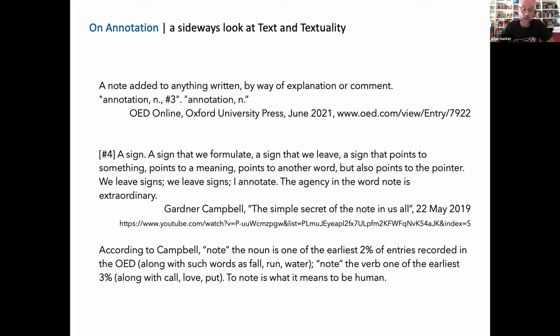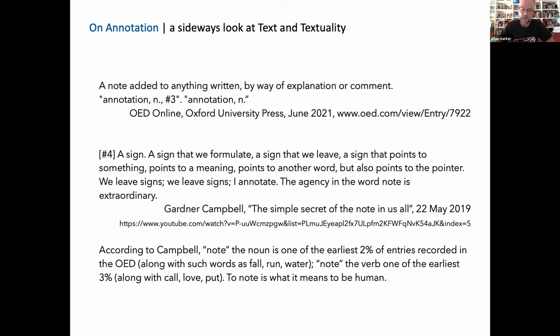I annotate. The agency in the word note is extraordinary. Those aren't my words, that clever formulation there. That's a description by Gardner Campbell at his keynote at the 2019 I Annotate conference. According to Campbell, note, the noun, is one of the earliest 2% of entries recorded in the OED, along with such words as fall, run, and water. Note, the verb, one of the earliest 3%, along with call, love, and put. To note is what it means to be human in a way.